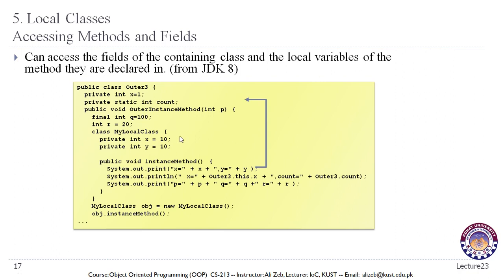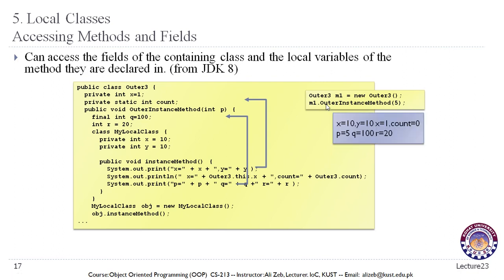Now, inside the local class there is a method, and if we want to see what variables we can access, we can access the variables, for example in this case, of the outer class or the containing class, and we can access the variables of the method where our local class has been declared. And this is how we can run the method.